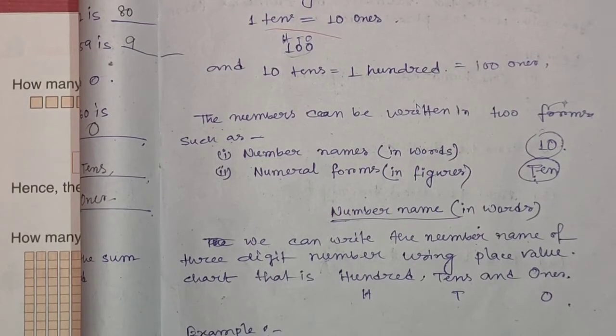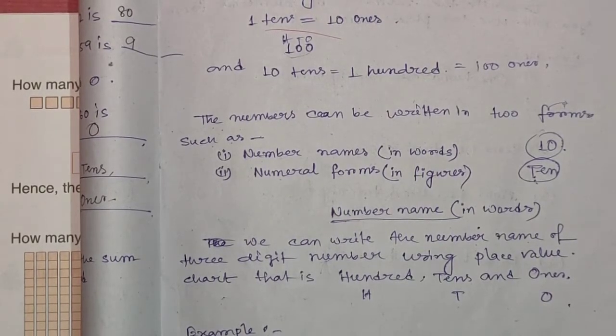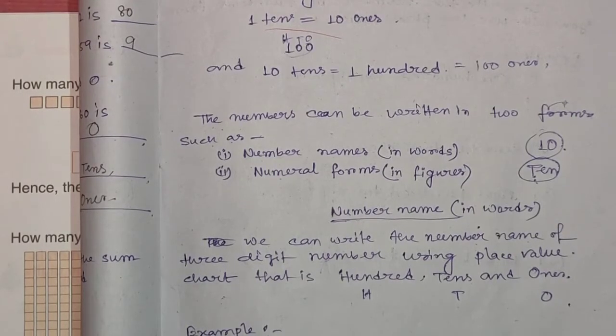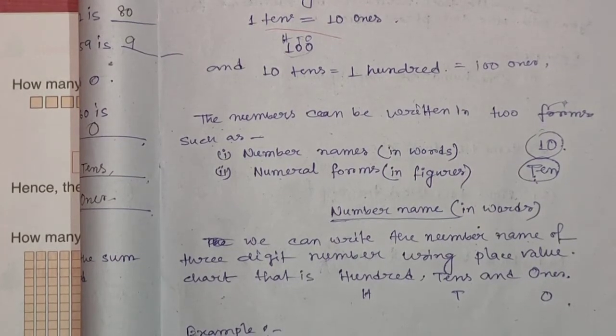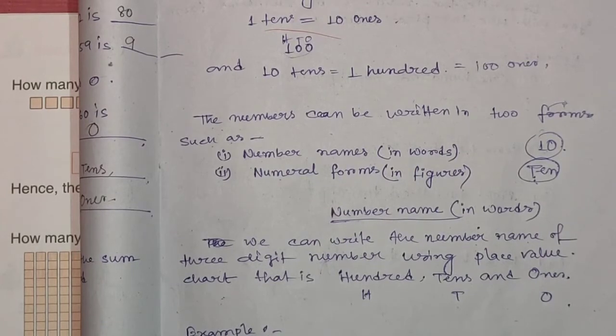So we can write the number name of a 3-digit number using the place value chart, that is hundreds, tens and ones. So now first of all we will learn the place value chart of any 3-digit number.